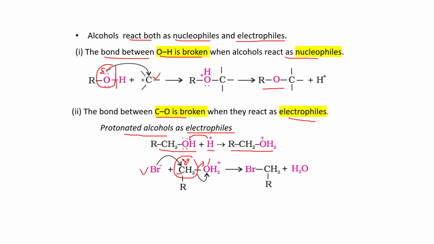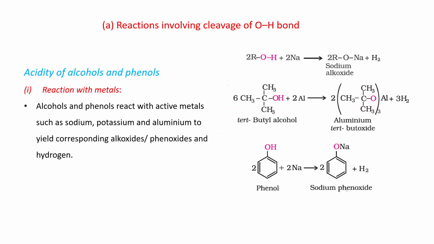That's why reactions of alcohols can be classified into two categories: reactions involving cleavage of the O-H bond and reactions involving cleavage of the C-O bond. In this video we will discuss the reactions involving cleavage of the O-H bond. And these reactions verify the acidity of alcohols and phenols.